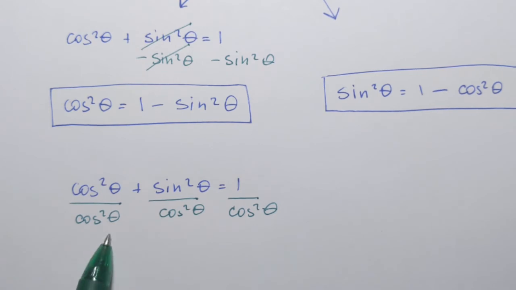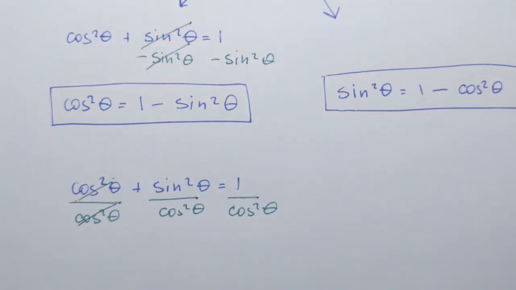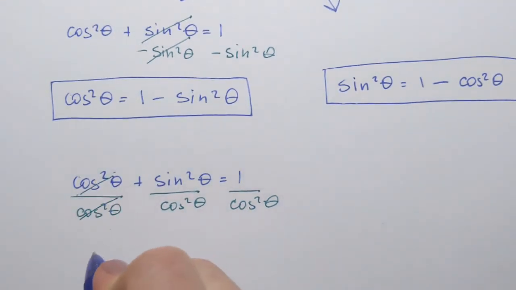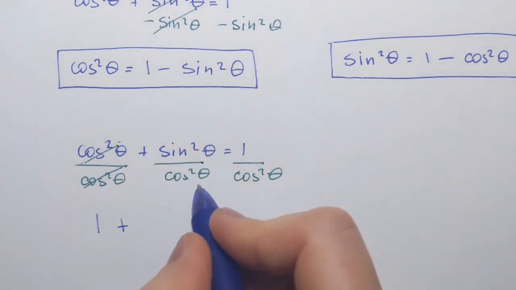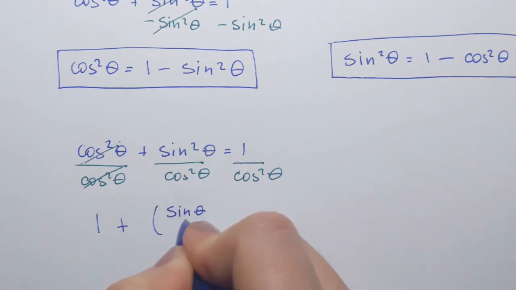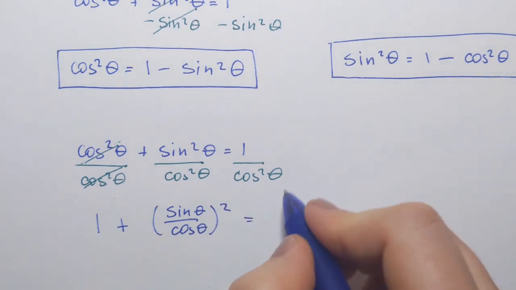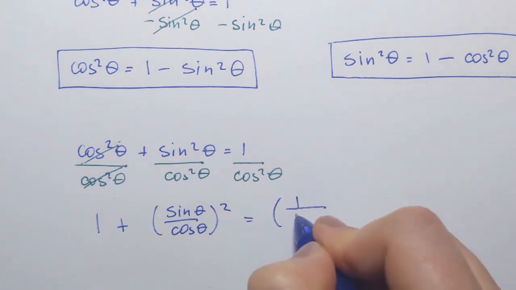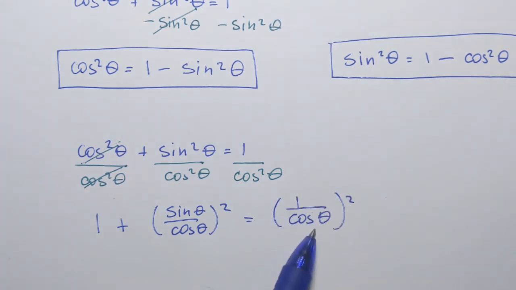Okay, so let's try to simplify it a little bit. First of all, I can see that the first term equals 1. Now, for the second term, I'm going to write it as a quantity squared, so I'm going to pull that square outside. So it's sine of theta over cosine of theta, squared. And I'll do the same thing on the right-hand side. It's 1 over cosine of theta, and the whole thing is squared. You can always apply the square and see how you go back to the previous step.